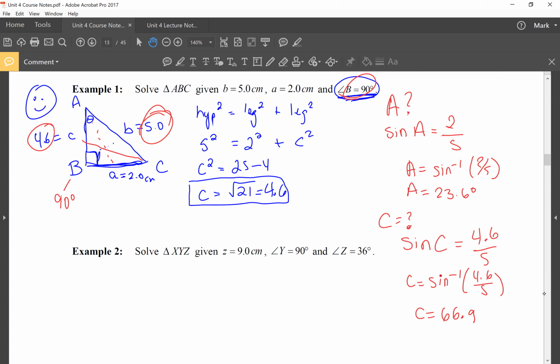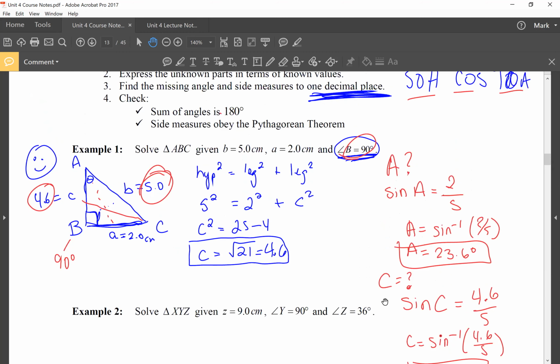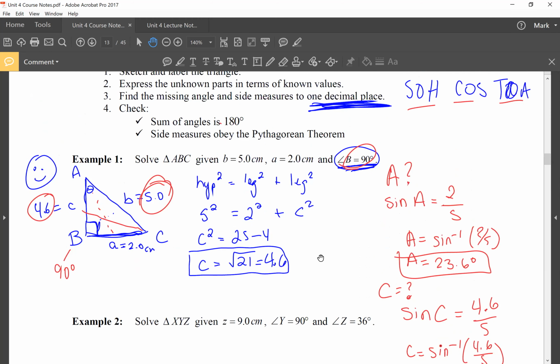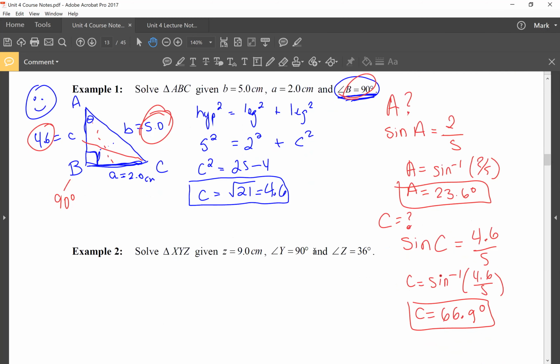Now, some of you guys might be wondering, why did I use sine both times? I was feeling like it. I could have used cosine. I could have used tangent. You could use any angle. It just means you're going to use different ratios, but you will get the results.